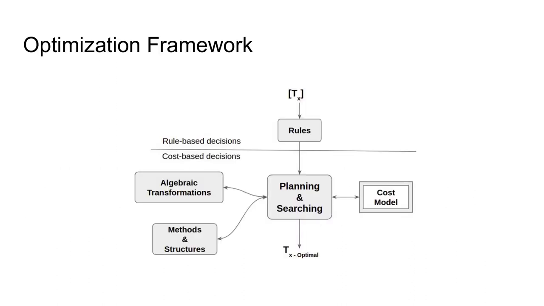So how do we solve this problem? We solve it by devising a framework which is based around four phases. This framework is inspired by optimization techniques for database queries. The four phases, which I'm going to explain in more detail later, are rules, which are practically heuristics. Then there are cost-based decisions like algebraic transformations, the implementations of the subroutines and structures used by participants. And finally, the planning and actual searching of the entire space to find, or rather approximate, the optimal solution according to our cost model.